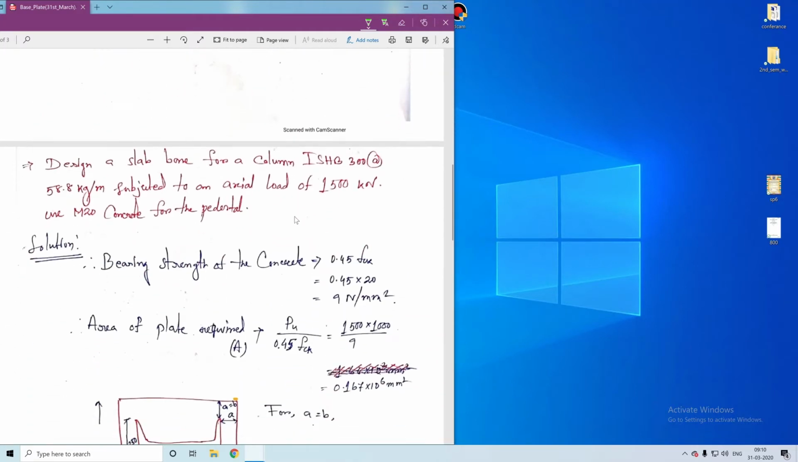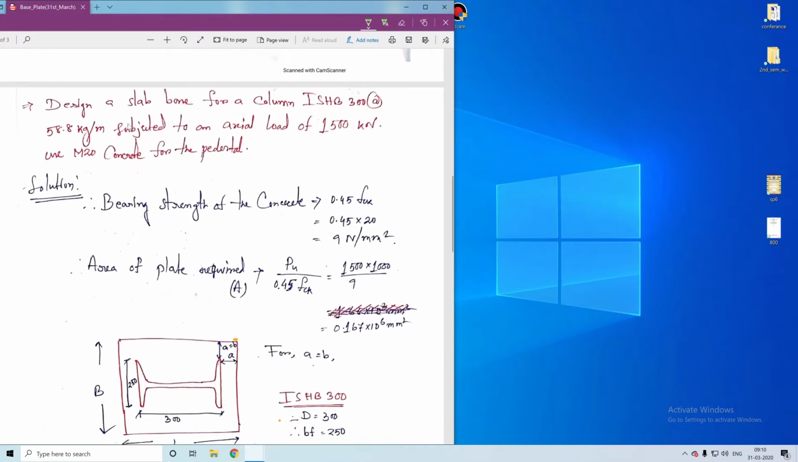Now this is our problem. Design a slab base for a column. The section is given as ISHB 300 at 58.8 kg per meter, subjected to an axial load of 1500 kilonewton. In this problem we are not taking into account the moment. I will show another problem using the moment also. And we are using M20 concrete for the pedestal. Okay, this is grade M20.